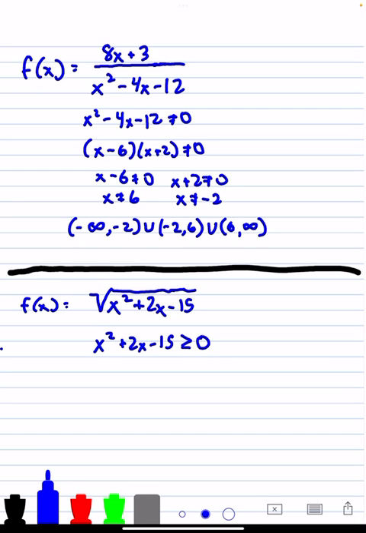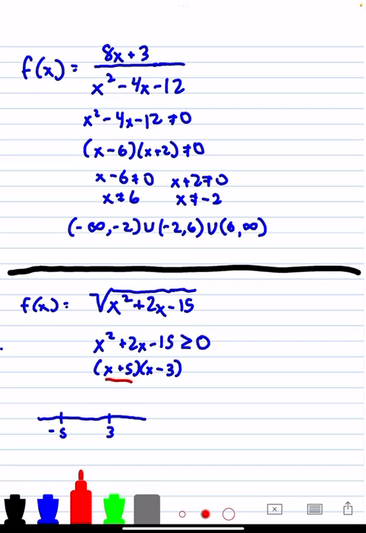So look closely. This is how we're going to set this up. Of course, we have to factor. What numbers could add to give us a 2, but if we multiply give us a negative 15? That would be x plus 5 and x minus 3. So this is what we want to do. We want to put these on a number line: negative 5 and positive 3. Because of course, after we solve this, we would have to choose the opposites. So this is what we do.